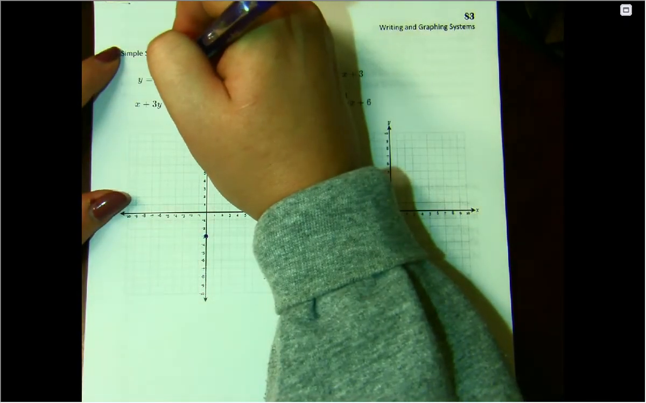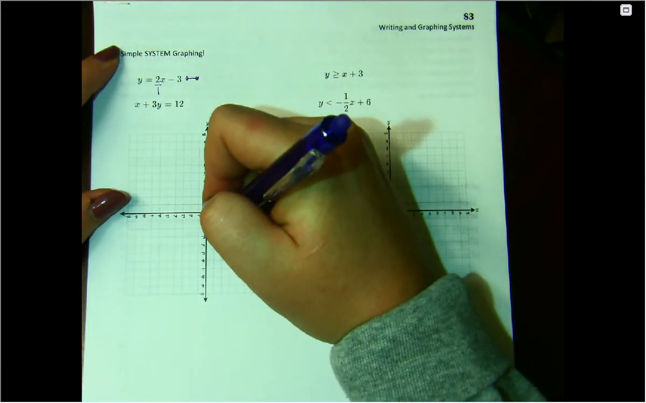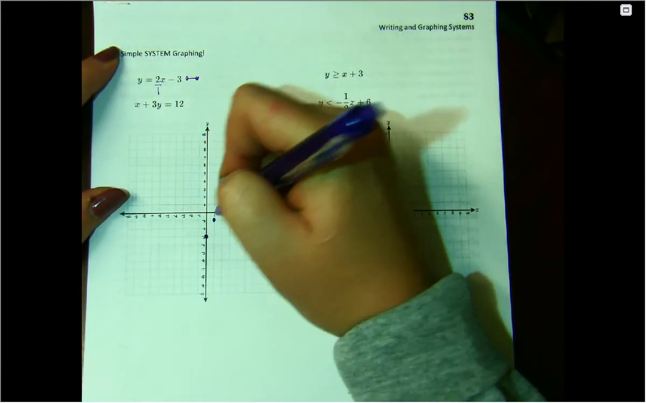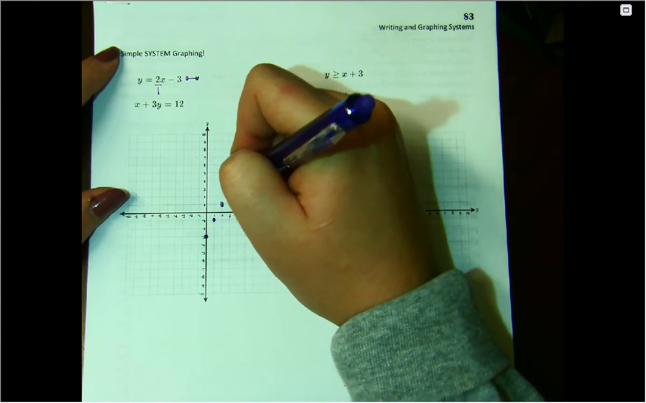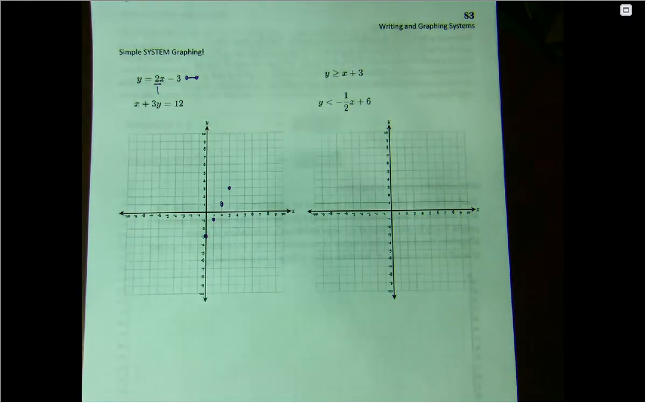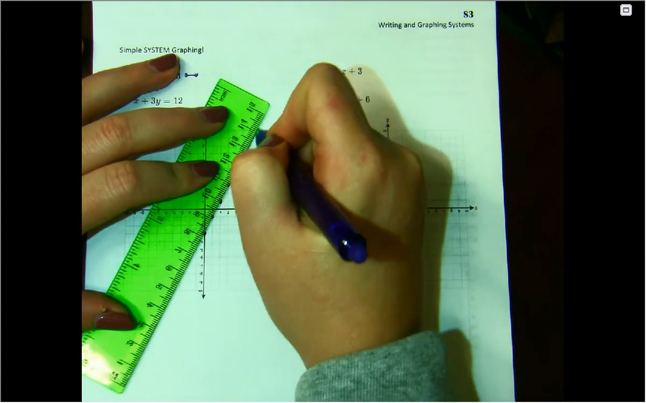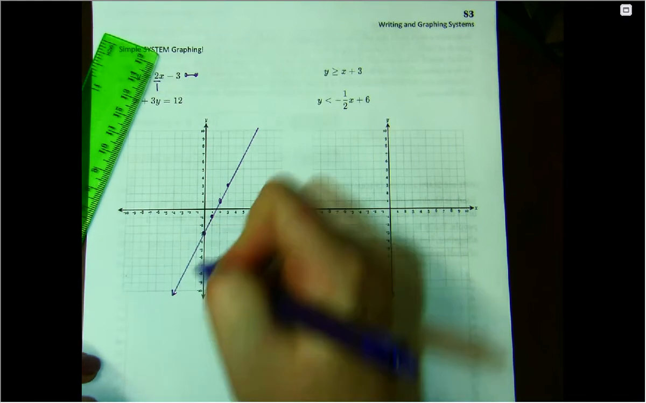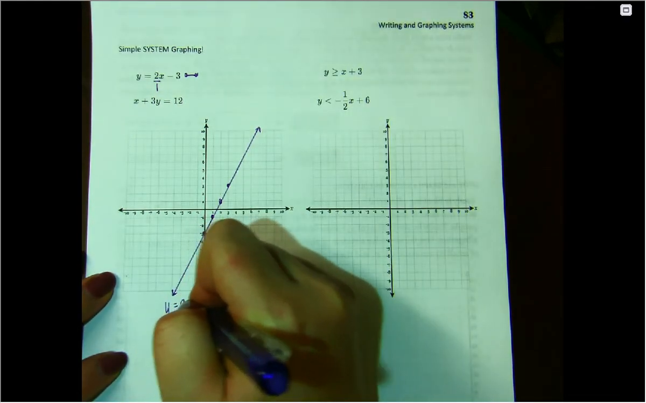And then my slope tells me how to move. So I have 2 over 1. I'm a +2 over a +1. So I'm going to rise 2, run 1. Rise 2, run 1. Okay? And then I'm just going to connect these points. Sorry, I've got to get a little ruler here. And there we are. There is that line. And of course, I'm going to name it. So y equals 2x minus 3.